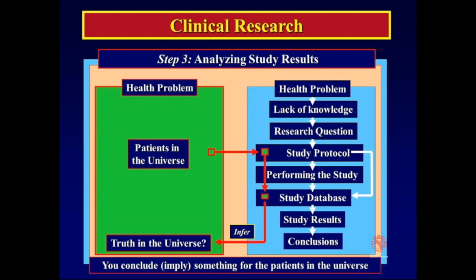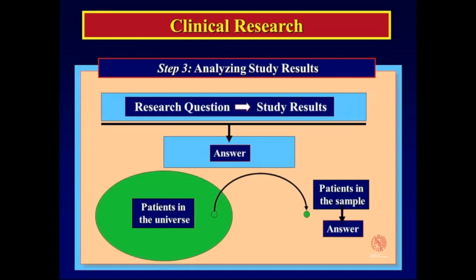We need to come out with these study results, and again, I'm not interested to see if the obese patients in Louisville have decreased mortality. I want to say that every obese patient in the universe is going to have decreased mortality if they have pneumonia, because this is the goal. You're doing research for the patients in the universe. Then you have to infer from your results to what happened in the universe.